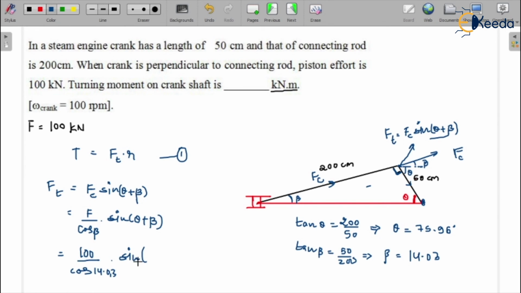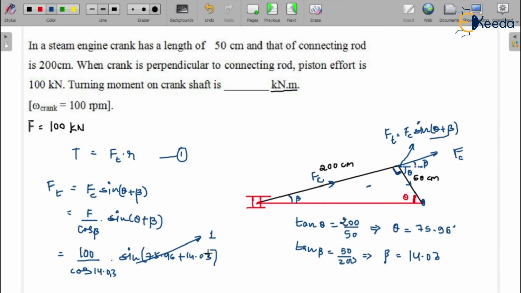Theta plus beta is what? If you see here, 75.96 plus 14.03, what would be the value you will get? Tell me. This would be 90 degree. Okay, because this is the complete angle, this is equal to 90 degree. So sine 90 is equal to 1. We know that sine 90 is equal to 1.